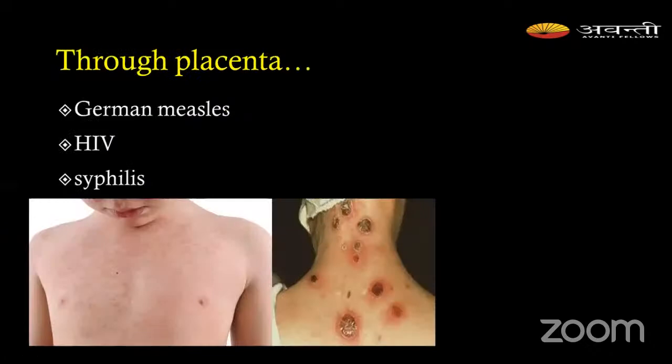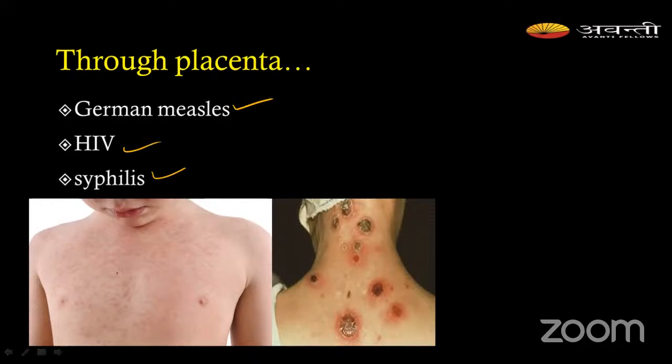See here, placenta: German measles, syphilis, and HIV. Students, here you have to remember which diseases are transferred through the placenta. This is also an important thing. German measles, HIV, and syphilis. Very, very important, students.